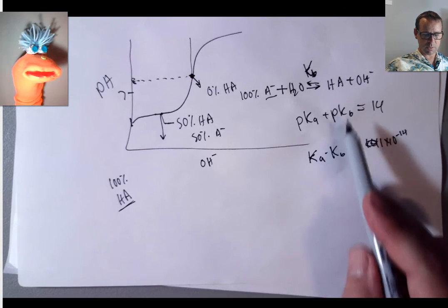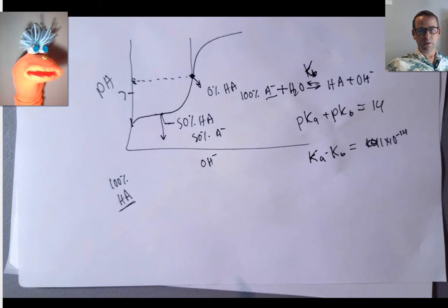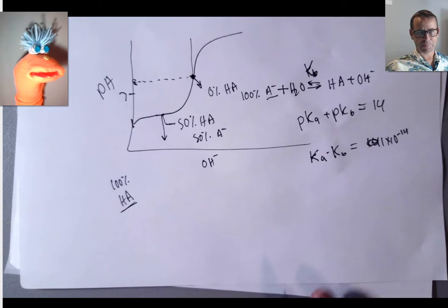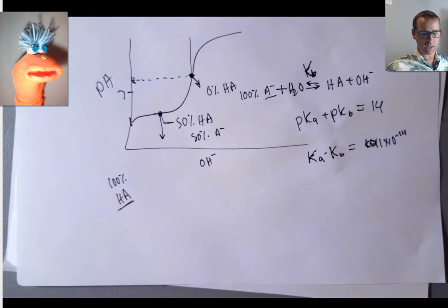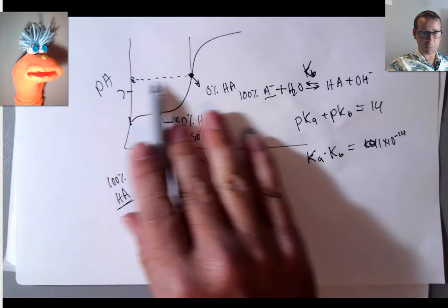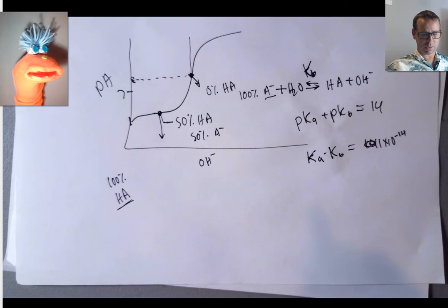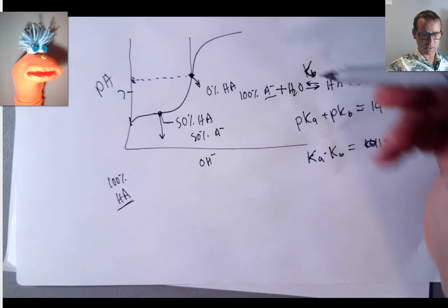So this is the negative log of this, the negative log of this, and so the negative log of that, right? So we have this relationship here, pKa and pKb. If I know what the Ka is here, then I know what the pKb will be, okay? And now this is not going to be what pKb is. This is not going to be the pH of pKb. But because I know what the pKa is, I can find out what the pKb is.